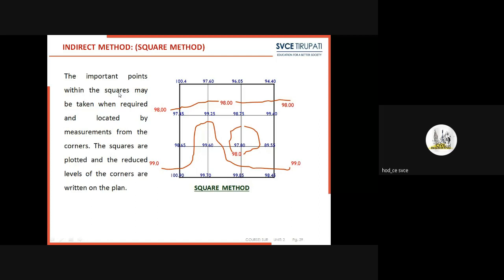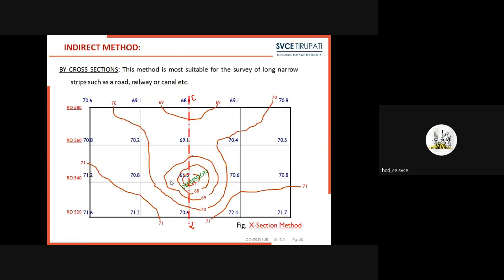The important points within the square may be taken when required and located by the measurements. Okay, the square is plotted and the reduced levels of the corners are written on the plan. See here, suppose there is a depression, a pond or a lake or something, right? There is a depression, and from there we have 67, 68, 69, 70, 71. Here it moves in different conditions. It should not overlap with one another. Okay, so here we already have 69, there are 69 elevations here.